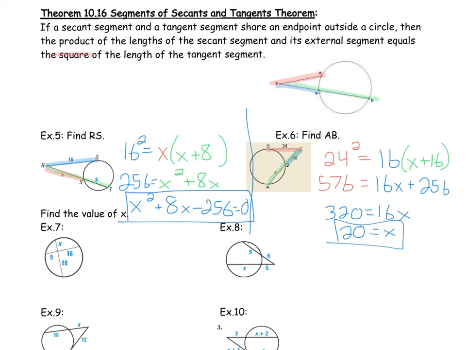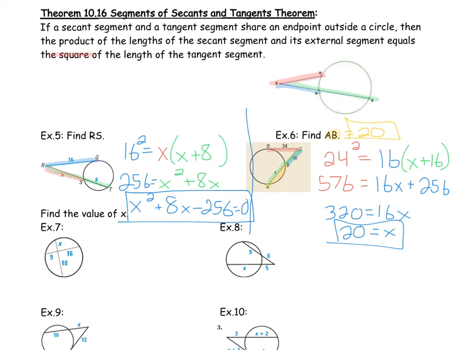But for this one, if we look carefully at these directions, it wants to know the length of AB, which is just a piece of this green one. AB is just this guy. So if I plug 20 in there, we will get that x is 20. So AB is 20.